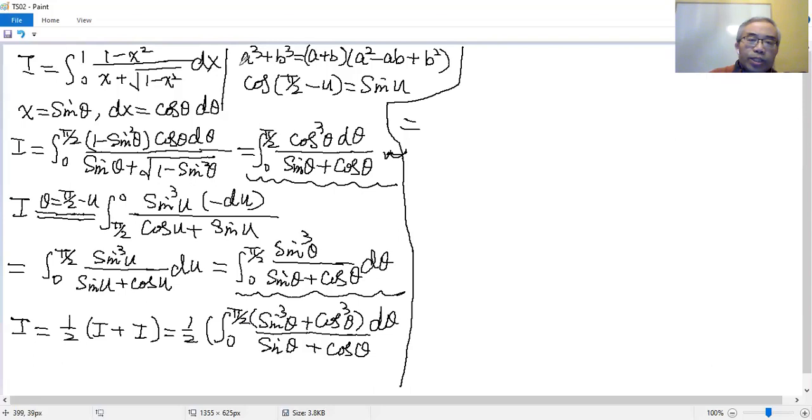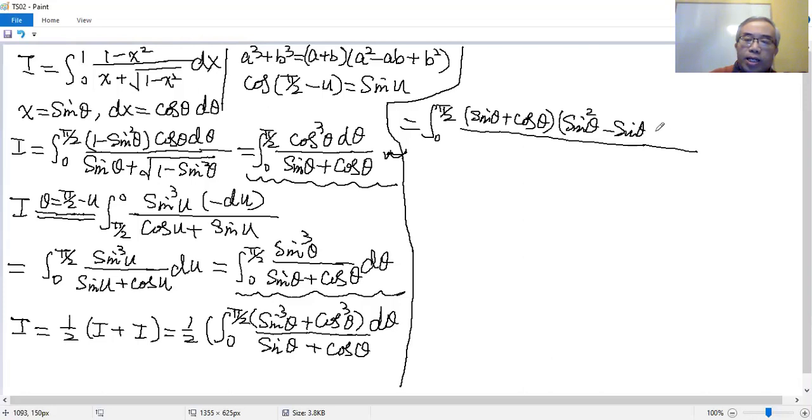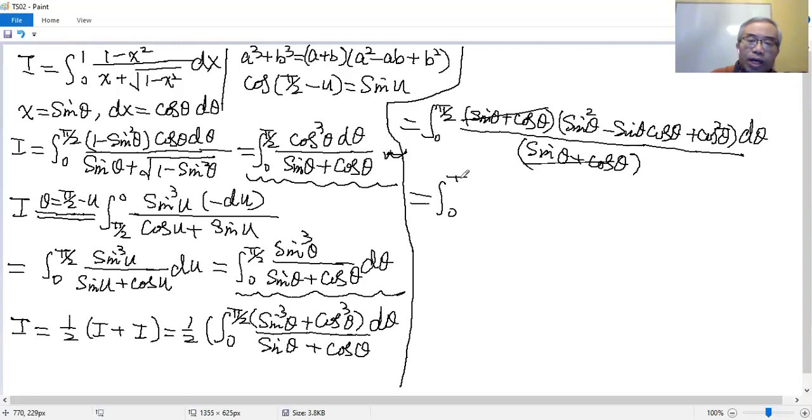Now we can use these formulas. So we get the integral from 0 to pi over 2. The top now becomes sine theta plus cosine theta, multiplied by sine theta squared minus sine theta times cosine theta plus cosine theta squared d theta. And the bottom, sine theta plus cosine theta. So we can cancel this factor. So we get the integral from 0 to half pi, and at the same time, we can simplify the integrand: sine squared plus cosine squared equals 1, so we get 1 minus sine theta times cosine theta, which equals 1 minus half sine 2 theta, d theta.